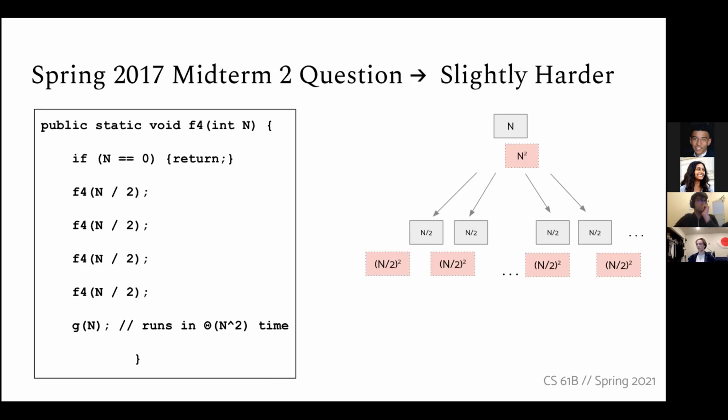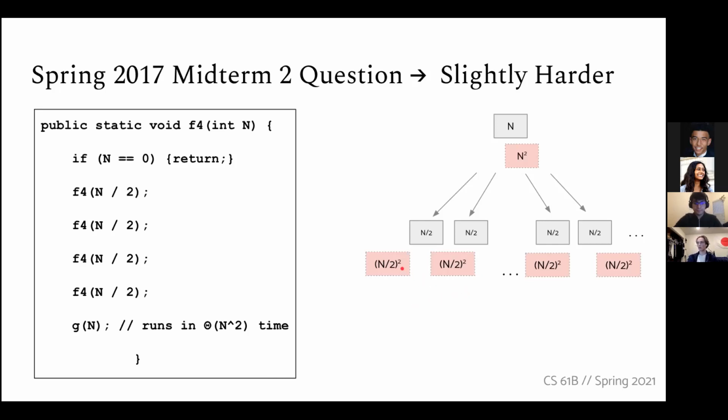The approach now should be, can we find out how much work is being done per layer, and then sum up over the number of layers that we have. Because 2 levels might not be enough to see a pattern, let's take it 1 level deeper. This recursive call has 4 of its own recursive calls of size n over 4. So n over 4 squared is going to be n squared over 16.